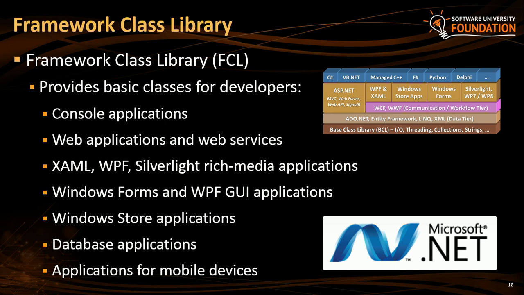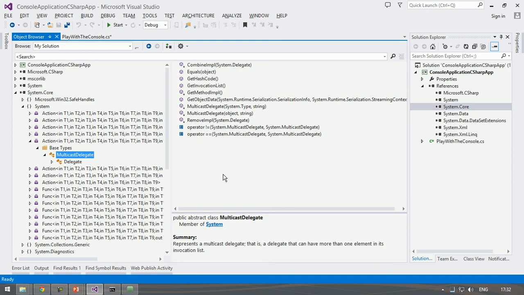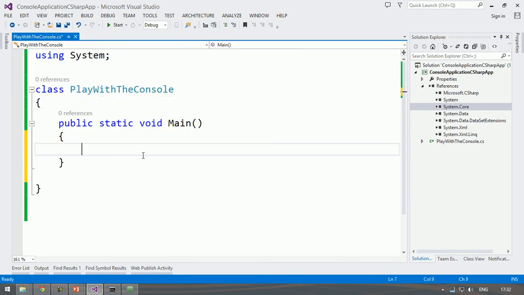And the Framework Class Library is a set of classes I already explained. Hundreds of thousands of classes for many things, from databases to mobile applications. What's Visual Studio? Visual Studio is something where you can write code, compile code, run code, and also debug code. That's something I forgot to show you.